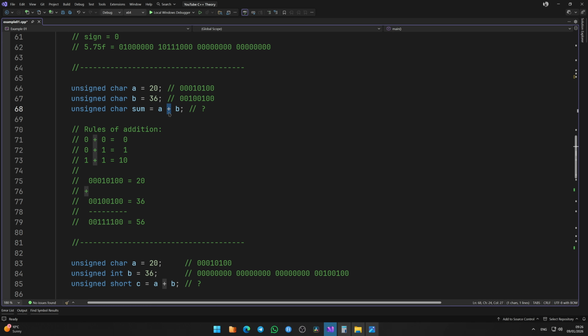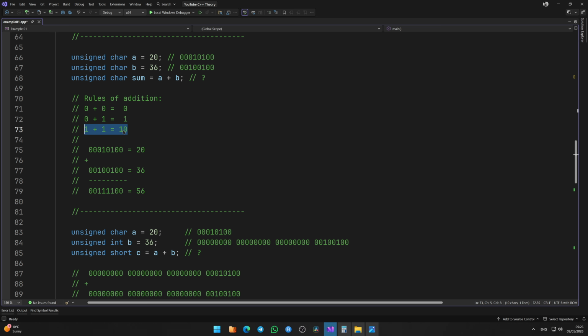First of all, computers use bit-by-bit addition. Bits are added according to the following rules. If we add 0 to 0, the result is 0. If we add 0 to 1, or vice versa, 1 to 0, the result is 1. If we add 1 to 1, the result is 10. Let's look at our example. I wrote down the binary forms of the numbers 20 and 36. We start adding them bit by bit, beginning from the right.